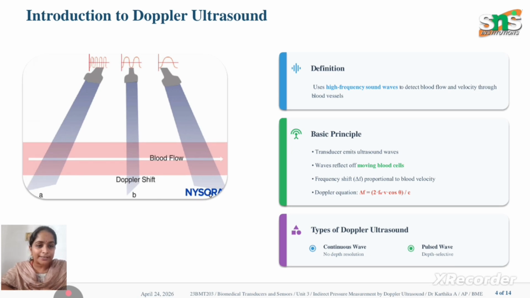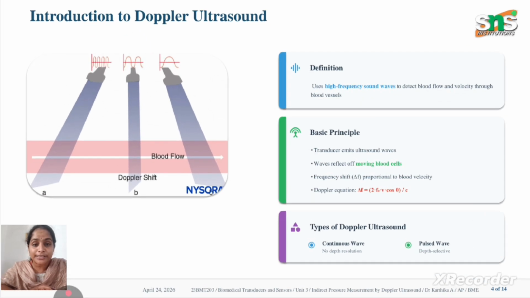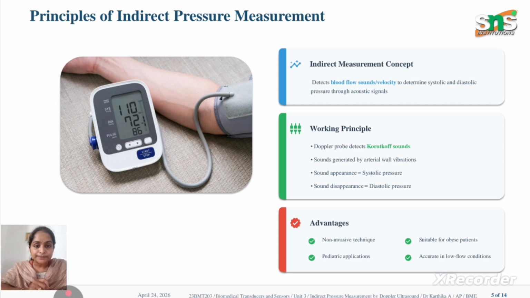The types of Doppler ultrasound are continuous wave and pulsed wave. Continuous wave has no depth resolution. Pulsed wave has depth as well as selective resolution, which is used in high accuracy applications. See, the principle of indirect pressure measurement. It detects blood flow sound or velocity to determine the systolic and diastolic pressure through acoustic signals.